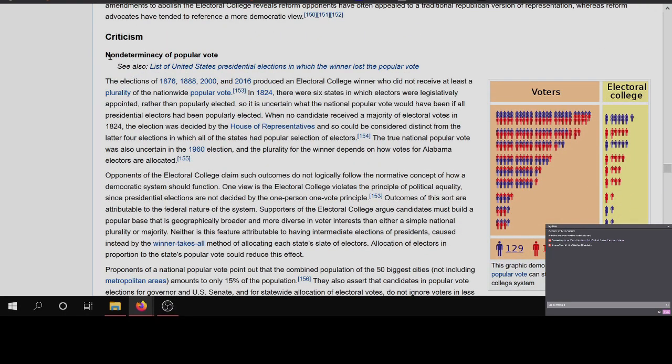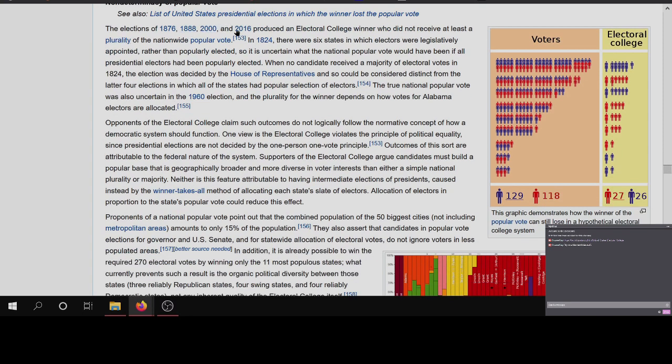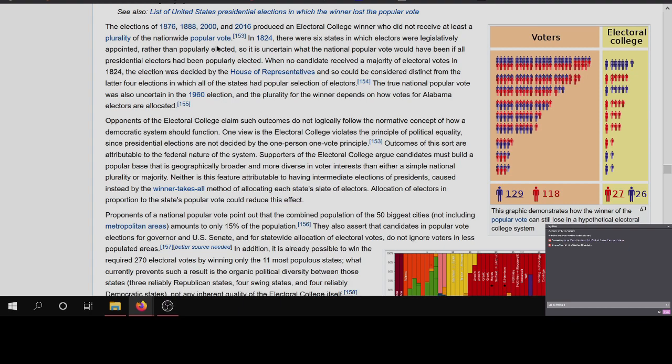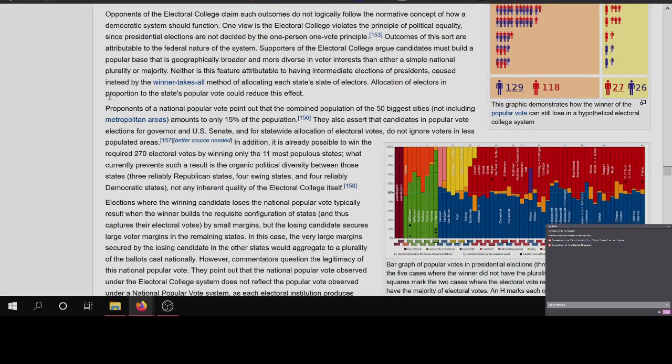There's criticism: non-determinacy of the popular vote. Elections of a winner who did not receive at least a plurality of the nationwide popular vote. And let's just go through here.